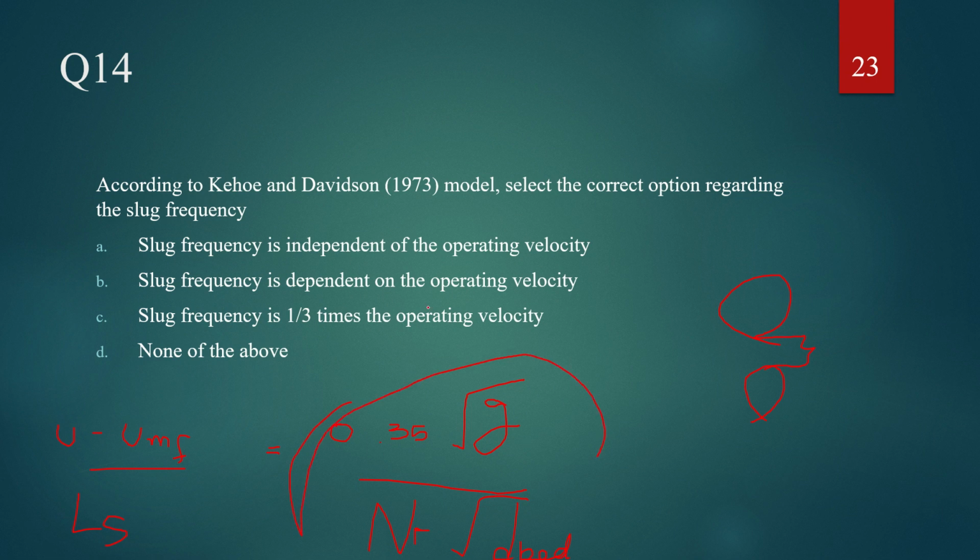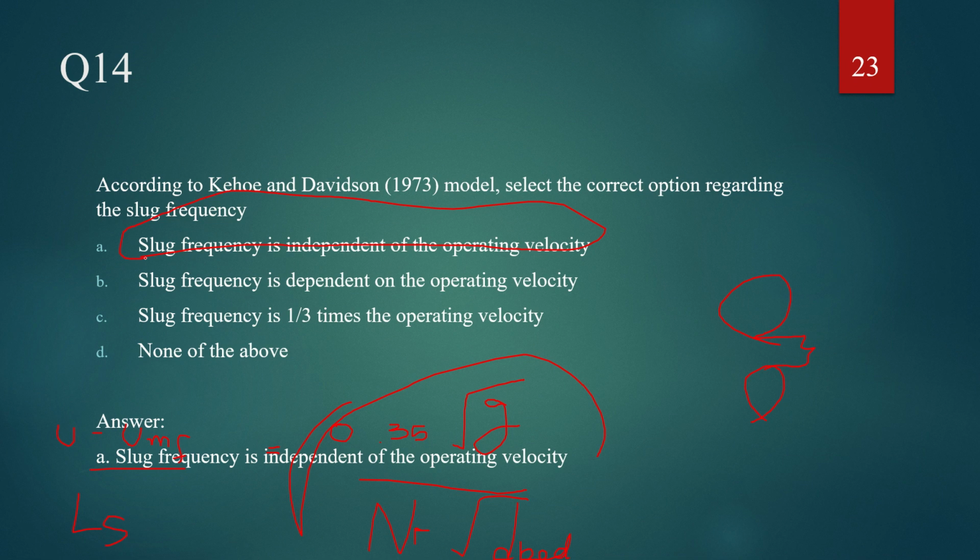So it does not depend on the operating velocity. Slug frequency is independent of the operating velocity, and that is the right answer. Option A is the right answer. According to the Kehoe and Davidson model, slug frequency is independent of the operating velocity.